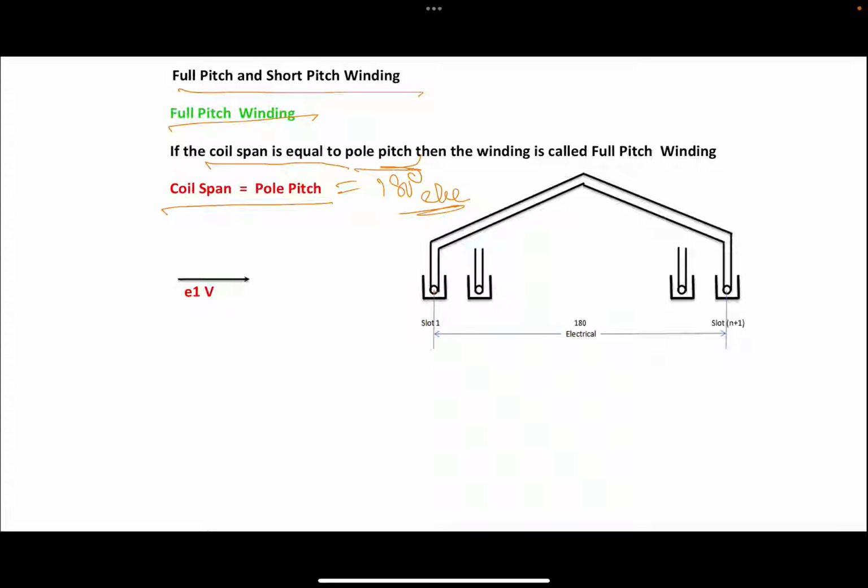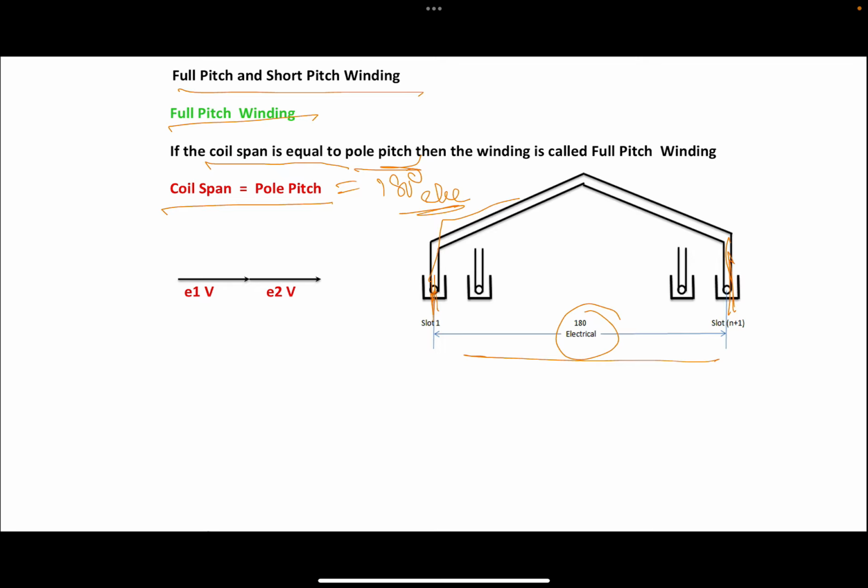If one winding is placed here and the other slot is placed here, and the distance between these two is 180 degrees, then by default I can consider this winding as full pitched winding. Each pole covers how much electrical angle? 180 degrees. Each pole covers 180 degrees of electrical angle. In this manner I can calculate here.